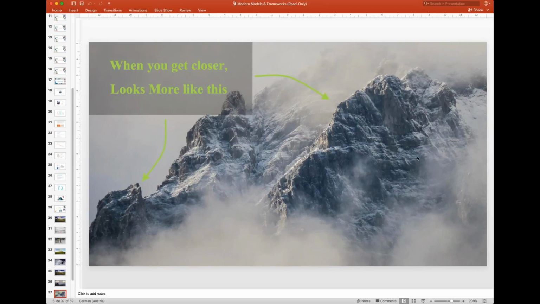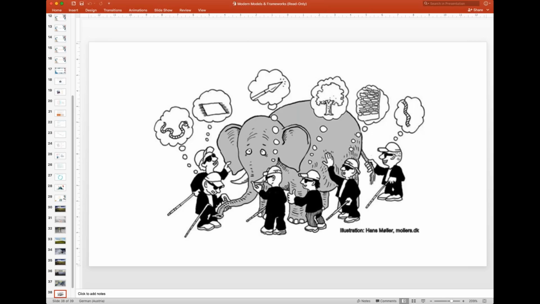Usually when we get closer to the mountain, to the original photo that we looked at, it looks much, much more like this, which is much more frightening, and we see many more details that we couldn't even imagine when we looked at the nice looking view in the original photo. Next one, please.